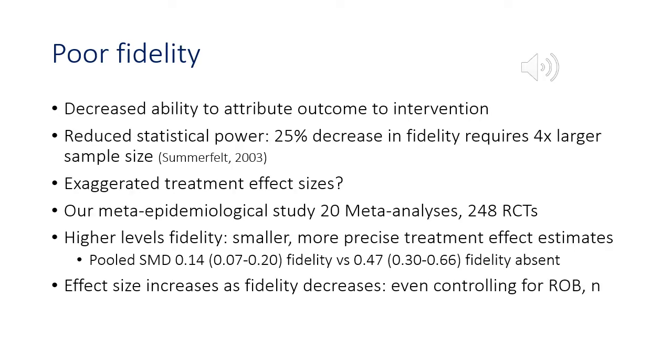On the other hand, when we have poor fidelity, we have decreased ability to attribute the outcome of the trial to the intervention itself and not contamination by other variables. And we may also see reduced statistical power. Even a 25% decrease in fidelity requires a 4 times larger sample size to compensate. And this can be challenging in clinical trials of complex interventions, which tend to have smaller sample sizes than pharmaceutical trials, for example. We may also see exaggerated treatment effect sizes.